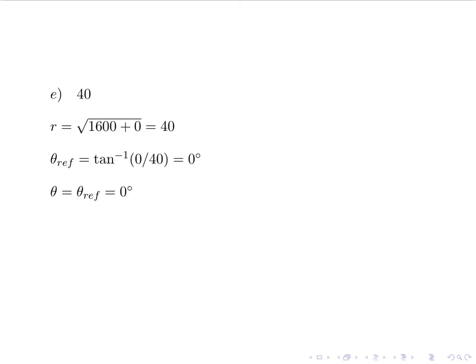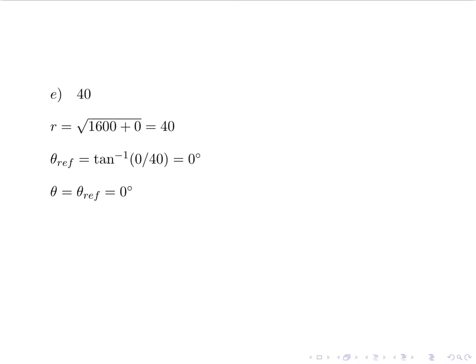And now we have the number 40. So notice that A is 40, B is 0, right? I can always write this as 40 plus 0j. So R is the square root of 40 squared, which is 1600, plus 0, which gives 40. Theta reference is tan inverse of 0/40, which is just 0. And that gives me 0 degrees. My angle is my reference angle, and that's 0 degrees.